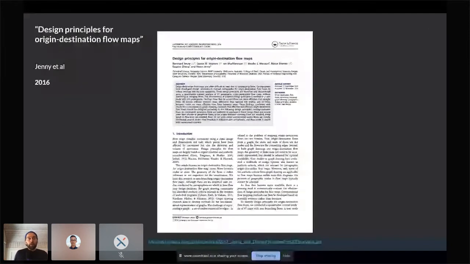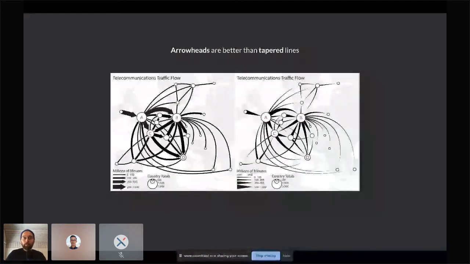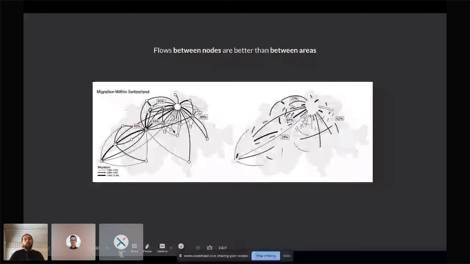There are not many user studies about flow maps, but this one is good. Here they did a user study with about 200 participants, and they looked at a few techniques for flow map rendering, and they found that using curved lines is better than straight lines. Using arrowheads is better than tapered lines, and drawing the lines connecting the nodes, centroids of the areas considered, is better than drawing them between the borders of the areas. Here the percentage you see is the number of correct answers they got in the study, and here it's much higher.